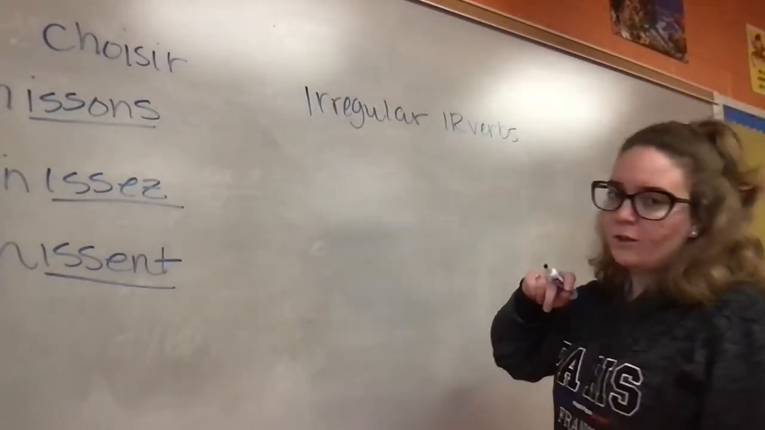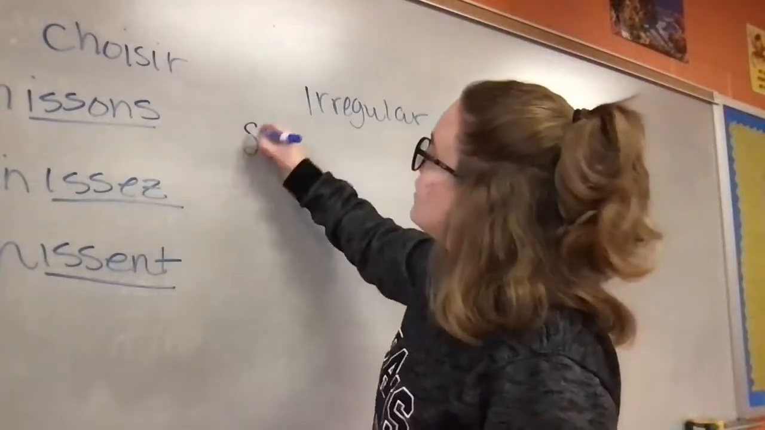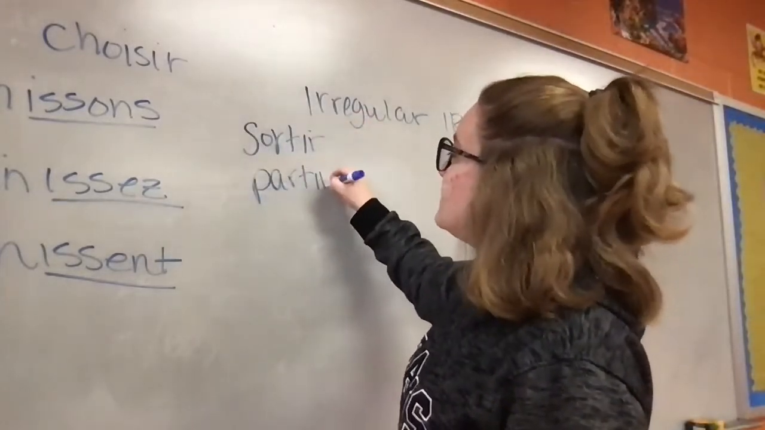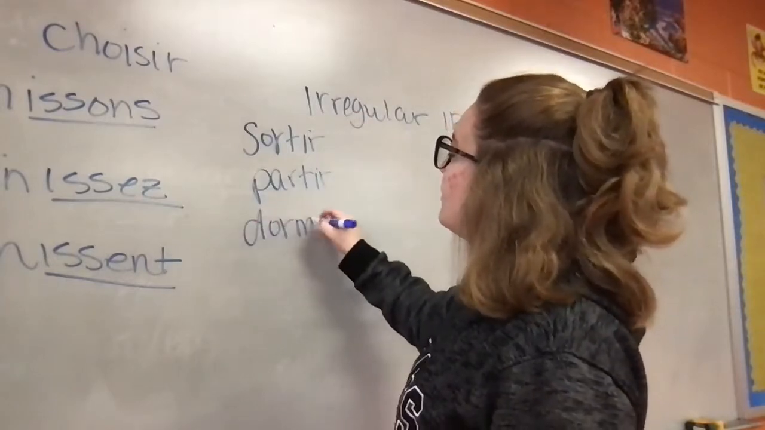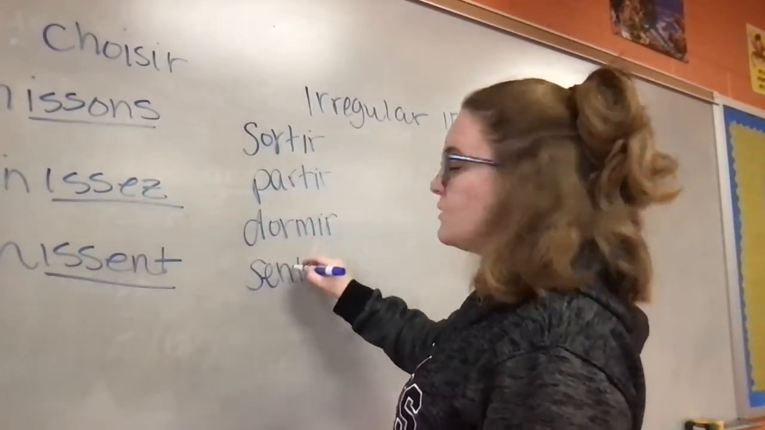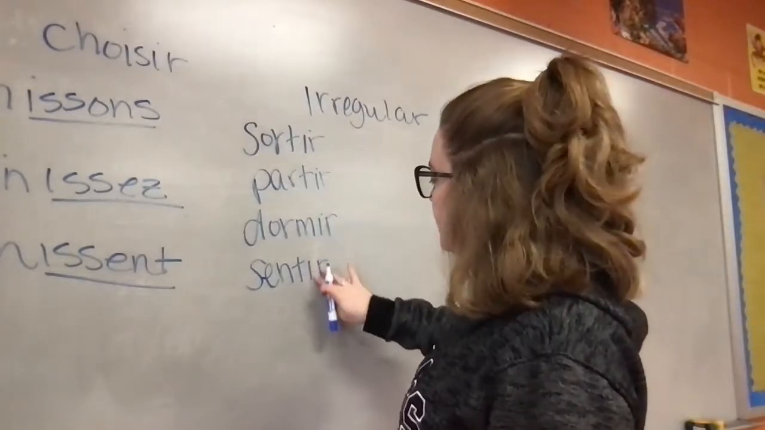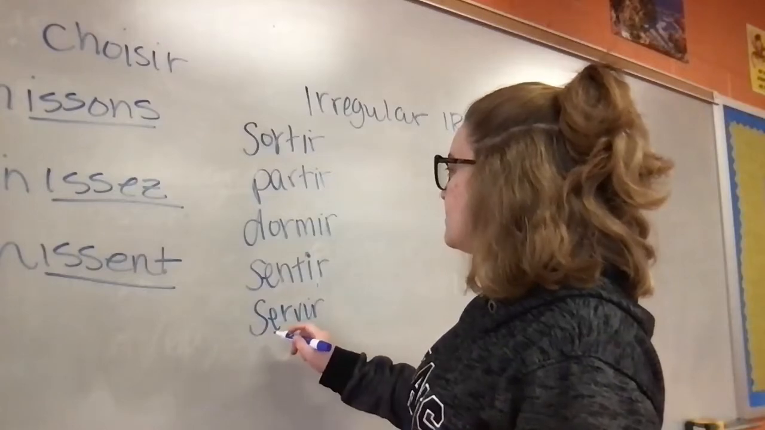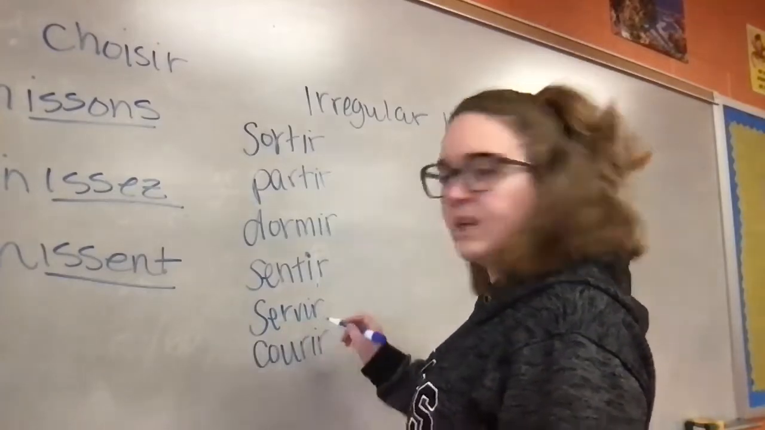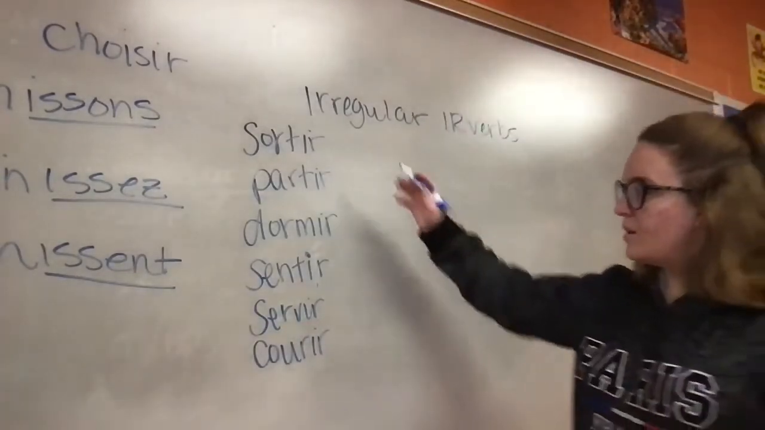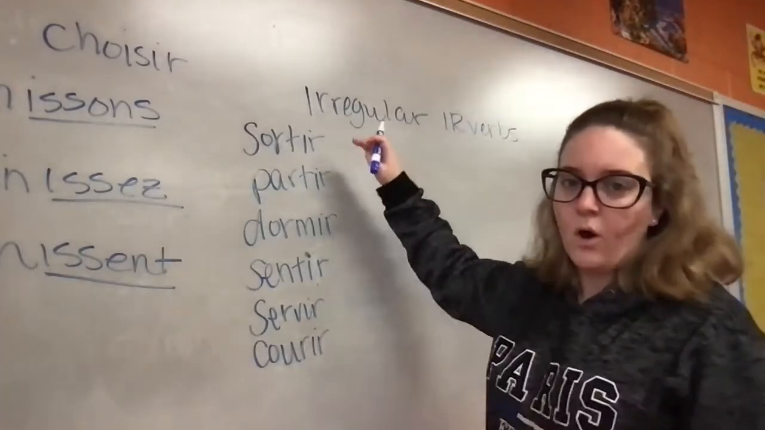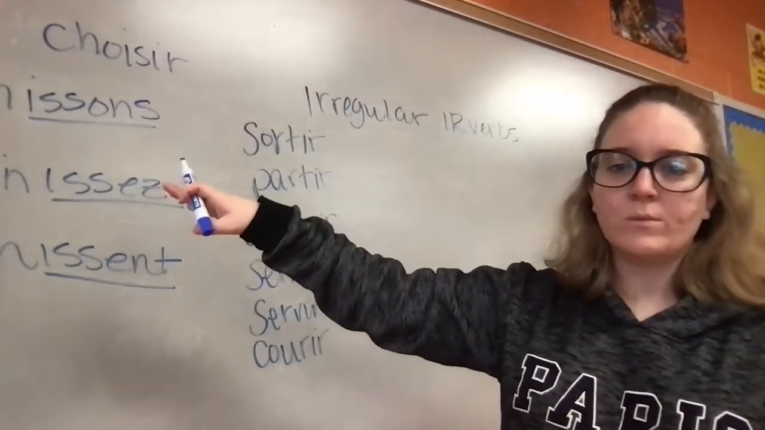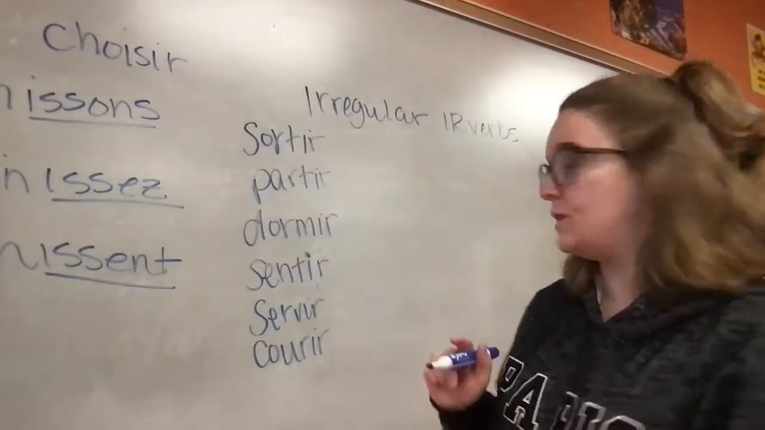So when it comes to irregular IR verbs, you might remember sortir, partir, dormir, sentir, oop, that's an extra I, servir, and courir. Can we see that one down there? Okay, good. All right, so like I said, 6. So all of these ones are irregular. Any other IR verbs besides these ones are regular verbs, okay? And that's going to be important for one of the handouts that you are going to do.